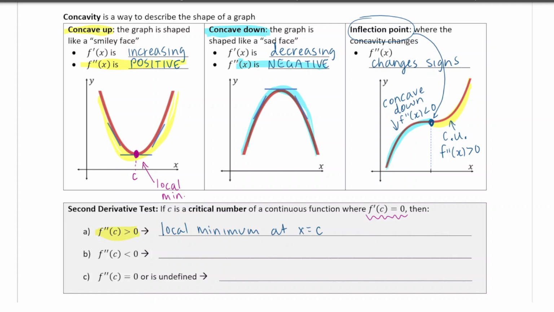Okay. And if you have a sad face shape and you have a place where the derivative is 0, that means it's going to be a local maximum, right? Because you're going to be at the top of that sad face shape.